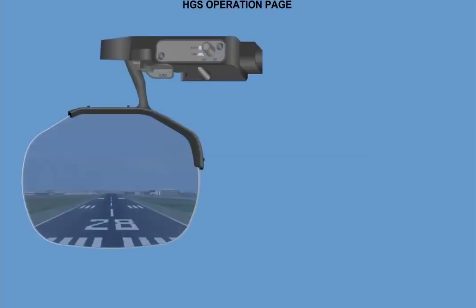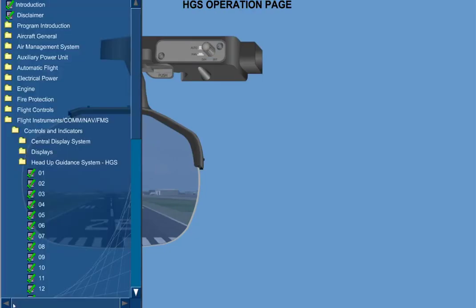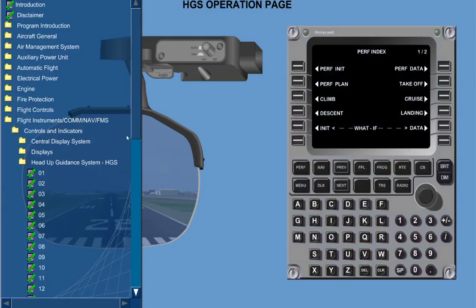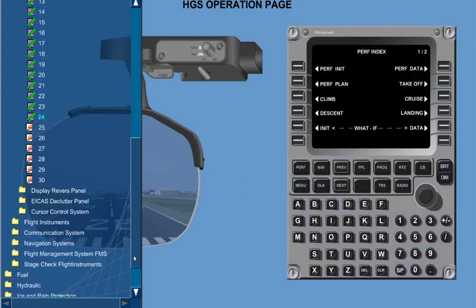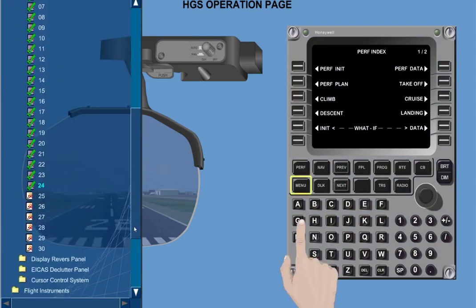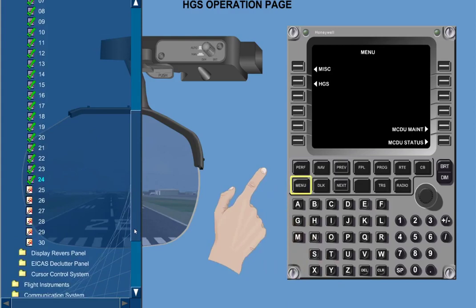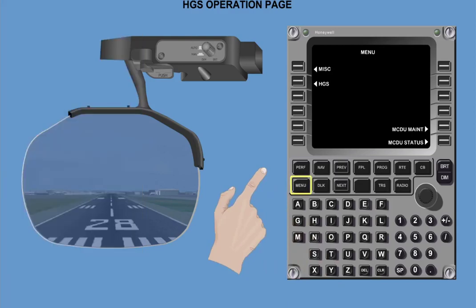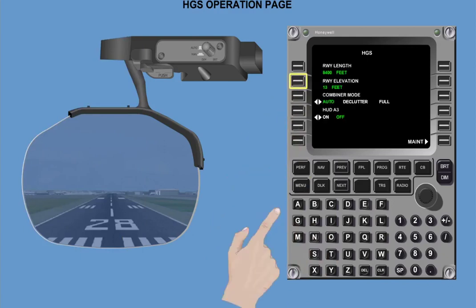HGS is operational when the aircraft is powered up. All functions of the HGS remain operational. MCDU is an interface between pilot and the HGS system. To select the menu page, push Menu Function Key on MCDU. To access the HGS page, push the Line Select key next to HGS.